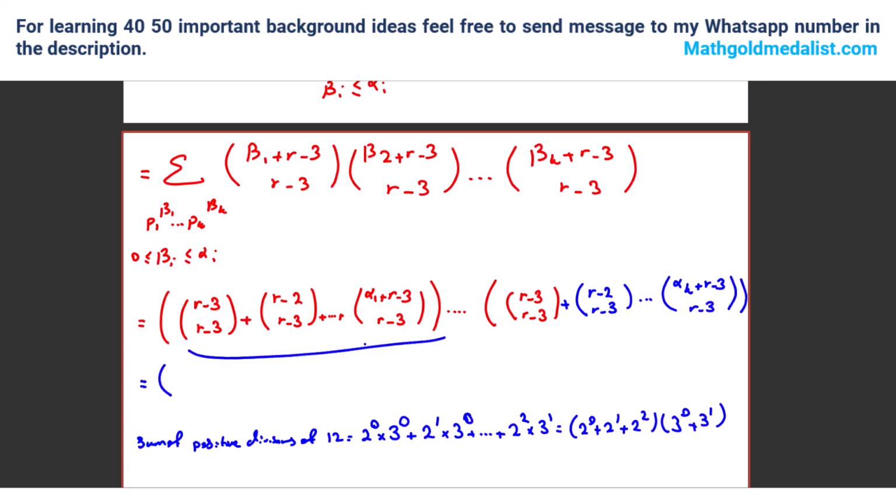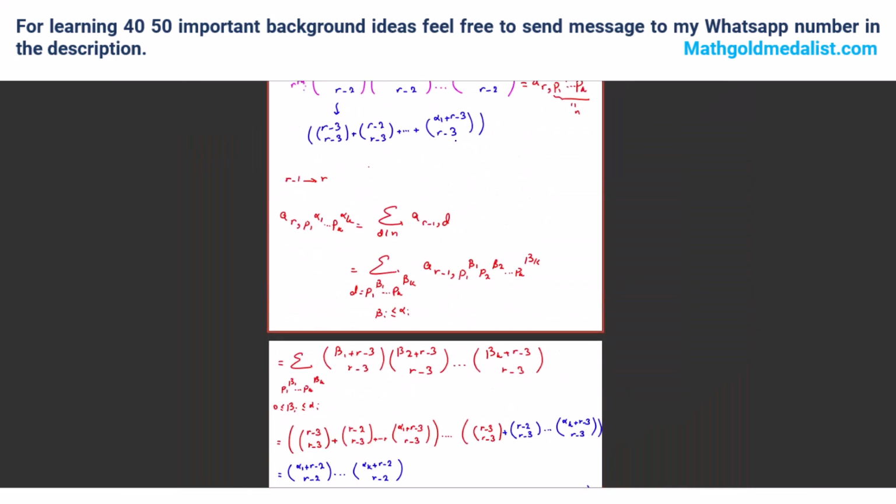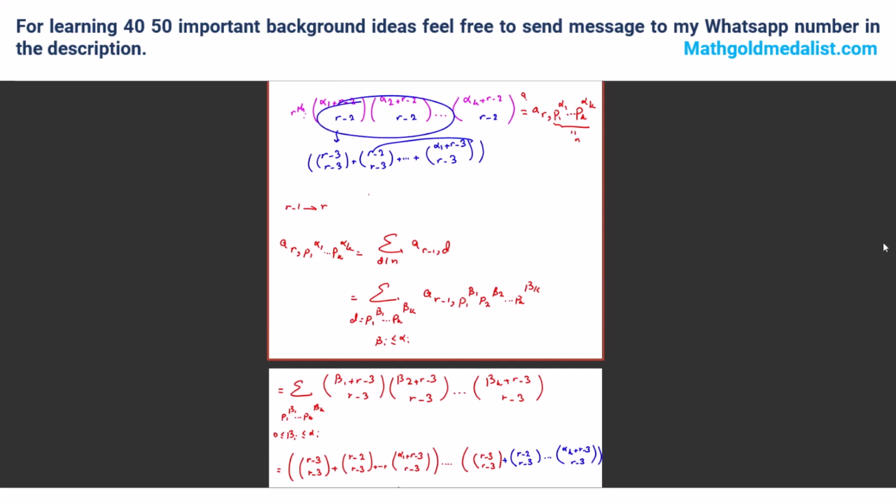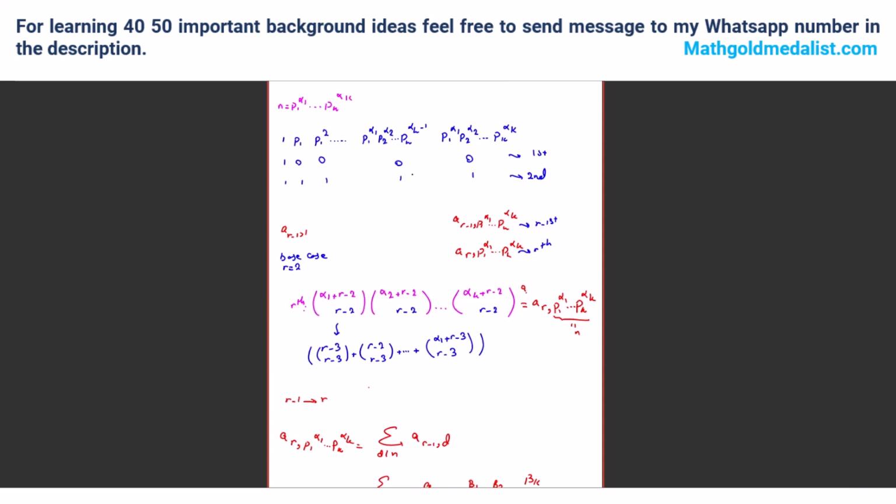And then it will be what? First bracket is what? It is R minus A1 plus R minus 2 choose R minus 2. The last one is what? The last one is AK plus R minus 2 choose R minus 4. So we proved, right? It is exactly the thing that we wanted to prove, this one, right? Okay, so we use induction on R, and R equals 2 is our base case, okay?